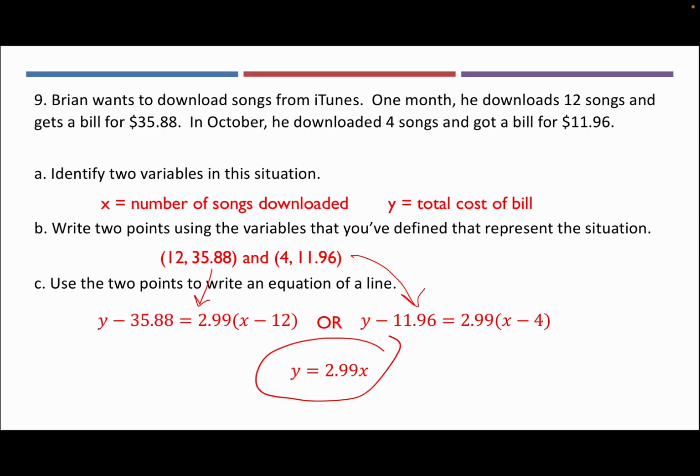And again, if the next question was, oh, okay, so what would he pay if he downloaded 7 songs? So if he downloads 7 songs, that's an x because it's the number of songs. And I would then plug in, y equals 2.99 times 7. And I got to get out my calculator because I don't know what that is. But 2.99 times 7 is 20.93. So that would tell me that month when he downloaded 7 songs, his bill would be $20.93.